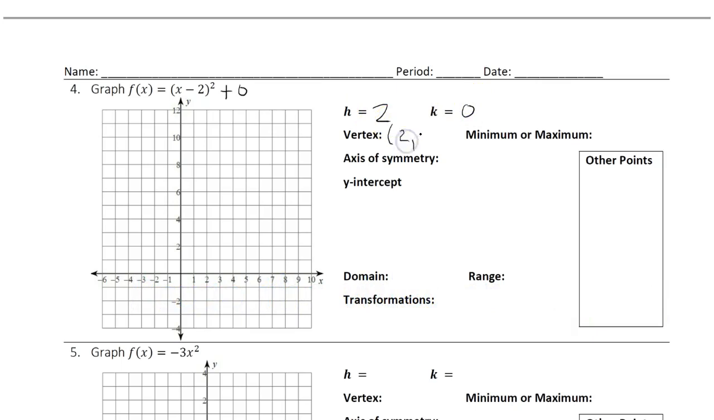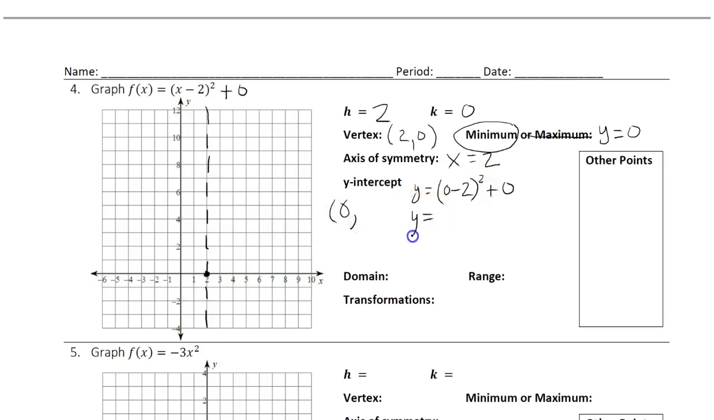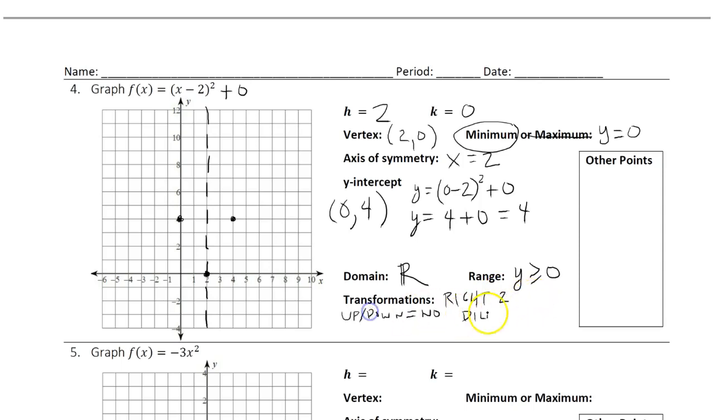The vertex is (2, 0). A is positive, so this parabola has a minimum at y equals 0. The axis of symmetry is x equals 2. Graph the axis of symmetry and the vertex. Plug in 0 to find the y-intercept. The y-intercept is (0, 4). The domain is all real numbers. The range is y is greater than or equal to 0. The transformations are right 2, and no other transformations.